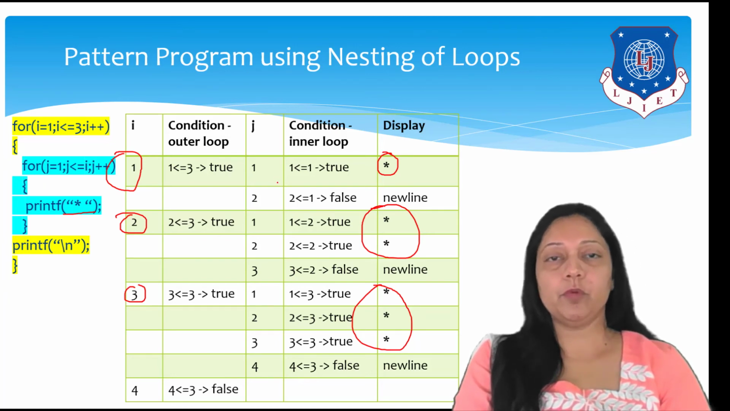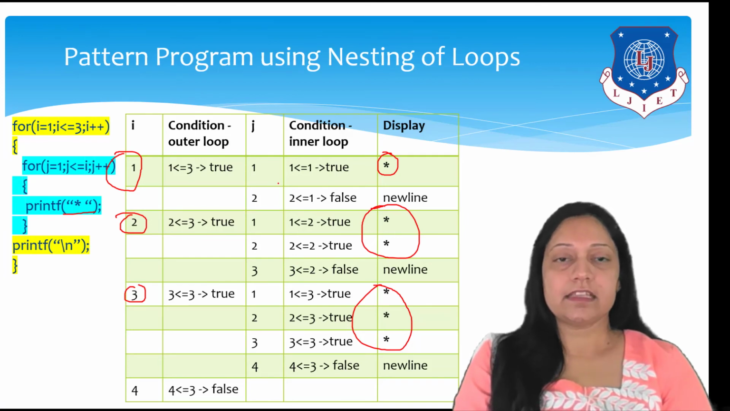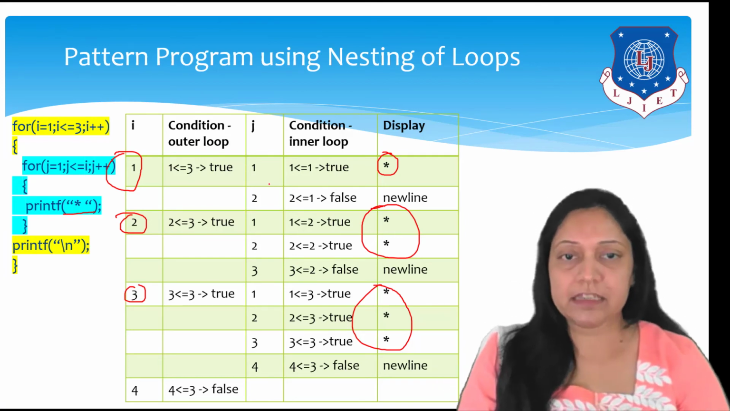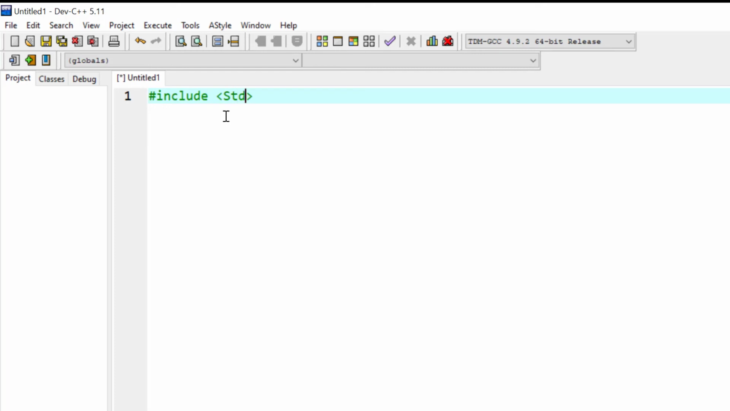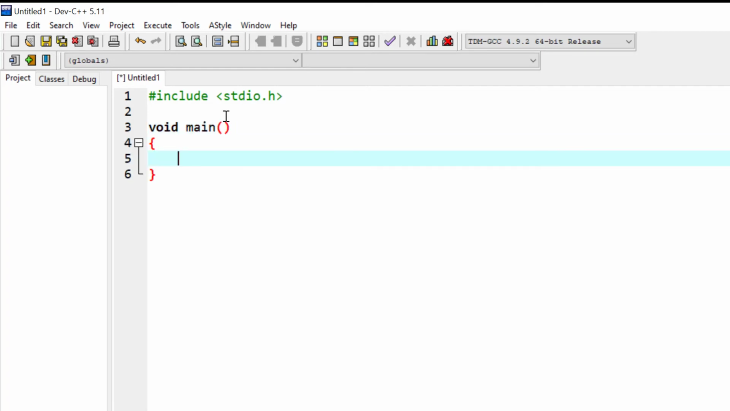Let's see the complete program of this pattern using nesting of loop in the Dev C++ editor. So this is my Dev C++. I'll create a new source file. First statement would be #include, since I'm going to use printf and scanf, so I'll include the header file, that is the stdio.h header file. Now my void main, the block of my main. Here I'm going to declare two variables, i for row and j for column.